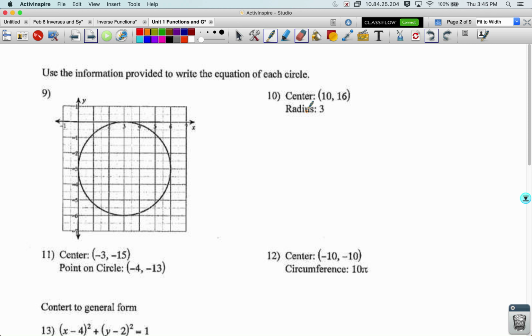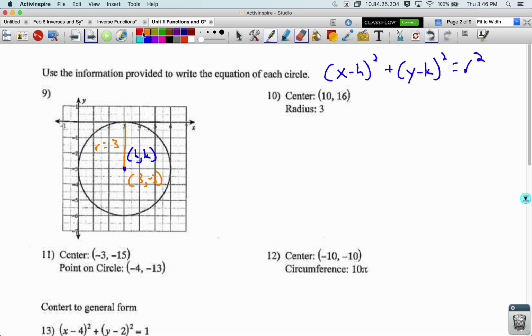Moving on. Use the information provided, write the equation of each circle. So we need our general form of the equation of a circle, and that is x minus h squared plus y minus k squared equals r squared. And then the center of that circle tells you h comma k. And then the radius tells you r. So that radius, which just goes straight up, is the easiest way, is 3. So r equals 3, and h comma k is 3 comma negative 3.